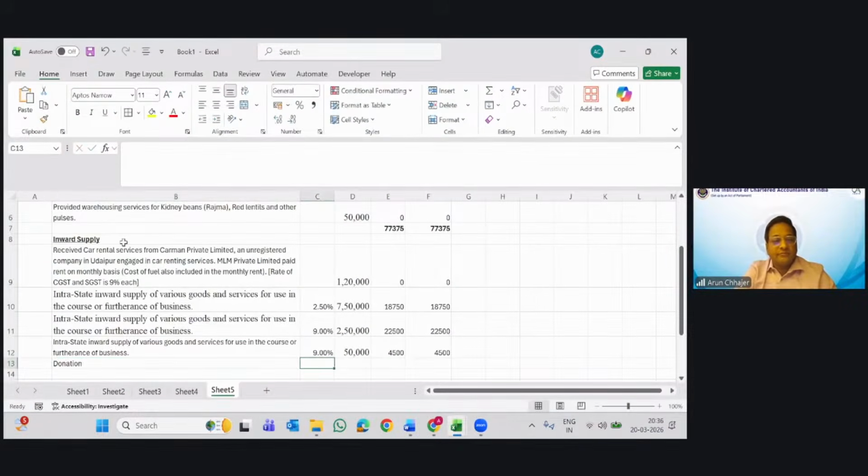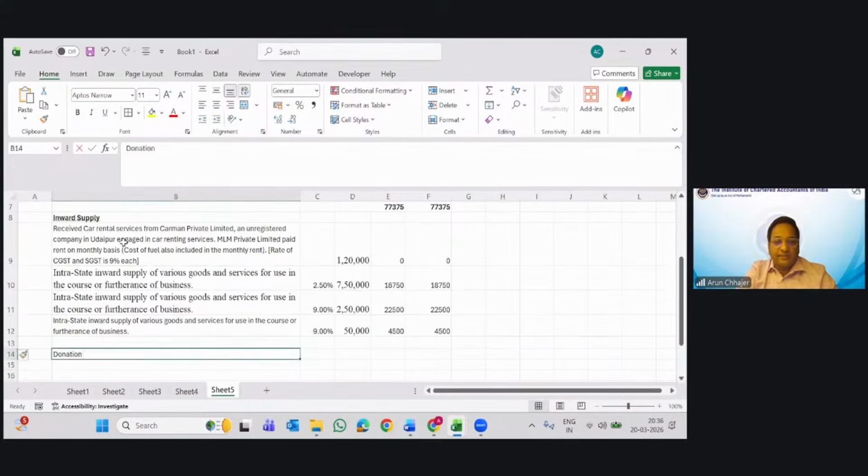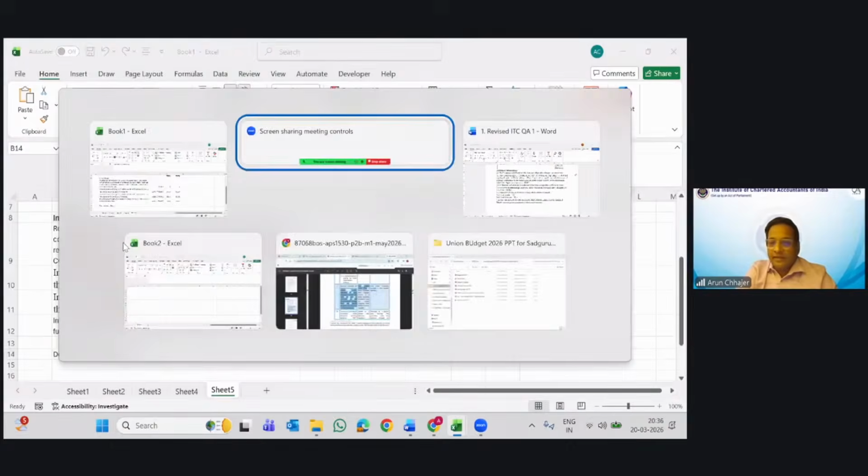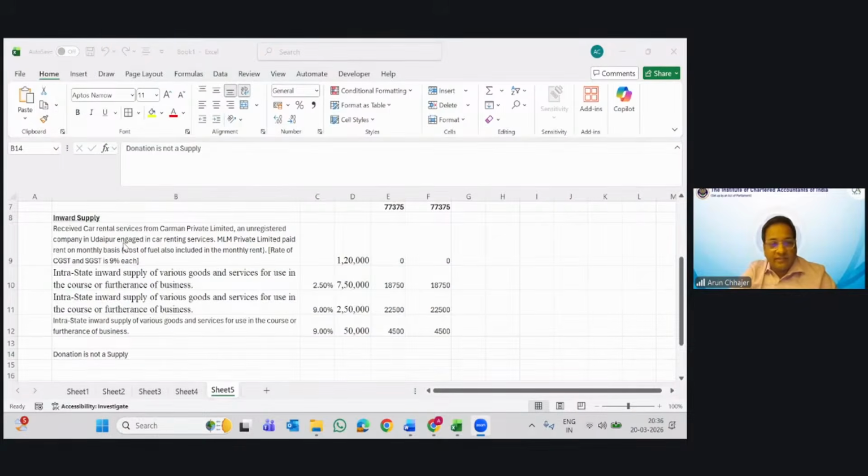Donation is not a supply at all. You can write in the working note, donation is not a supply. Not a supply. Okay. Any other things which I have left?